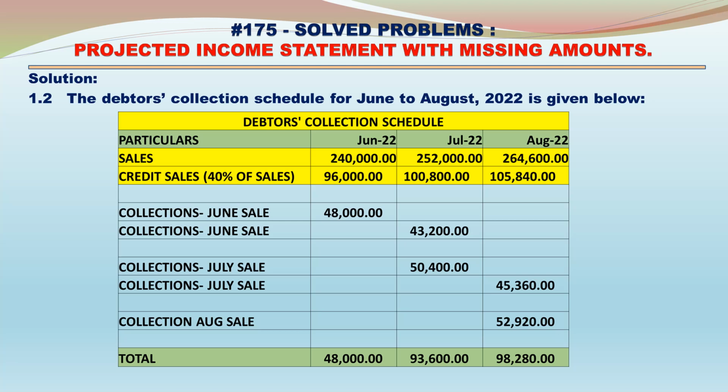Collection of June sales: in June 48,000, in July 43,200. Collection of July sales: in July 50,400, in August 45,360. Collection of August sales: in August 50% of 105,840, 52,920. Total collections: in June 48,000, July 93,600, in August 98,240.